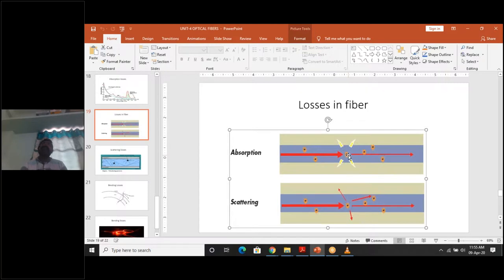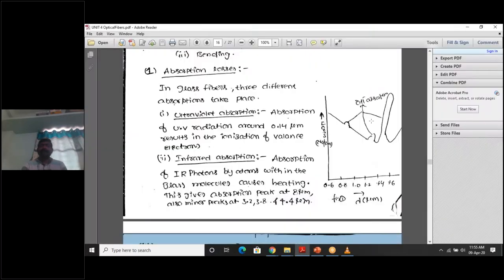Sir, what will it do? It will heat up. The atoms will heat up. It will convert light energy, infrared light, into heat energy. So anyhow, the atom absorbs a certain amount of light, so the output will decrease. This is called infrared absorption. Here you see, absorption of infrared photons by atoms to heat the glass molecules is called infrared absorption. Generally, the wavelengths 3.2 micrometers, 3.8 micrometers and 4.4 micrometers get absorbed by the atoms and they heat up. Only those wavelengths get absorbed. This is called infrared absorption.